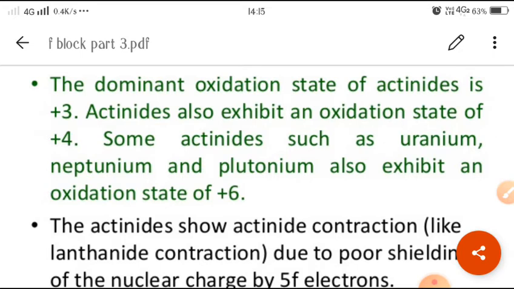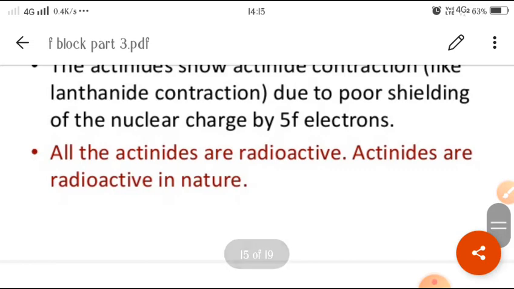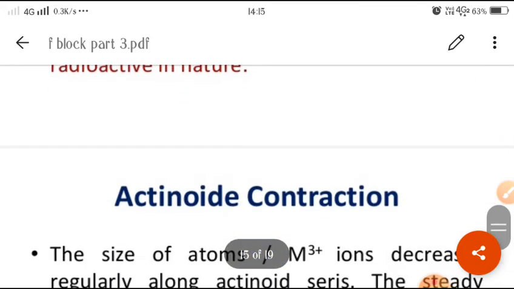The dominant oxidation state of actinoid is +3. Actinoids also exhibit an oxidation state of +4. Some actinoids such as uranium, neptunium and plutonium have a state of +6. So actinoids have variable oxidation state. Actinoids also show actinoid contraction due to the poor shielding of nuclear charge by 5f electrons. These actinoids are highly radioactive in nature and are man-made.